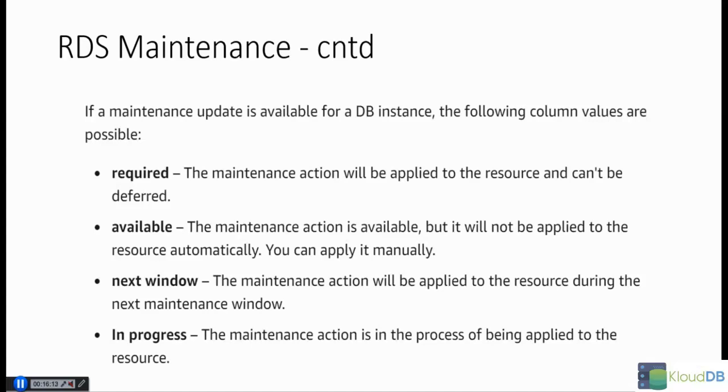Like I discussed before, there are several types of maintenance. Some are required, which means that the maintenance action will be applied to the resource and cannot be deferred. And some are in the available mode, which means basically you can apply it manually. And the next window means that you expect the changes to happen in the next maintenance window. So, that's something to remember, okay? And in progress means that there's a maintenance action going on on that particular instance. These are some of the things you need to know about RDS maintenance.